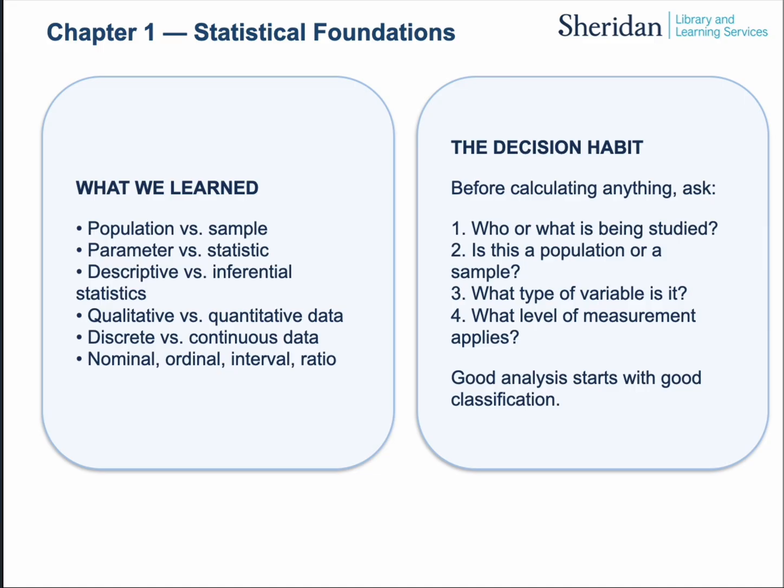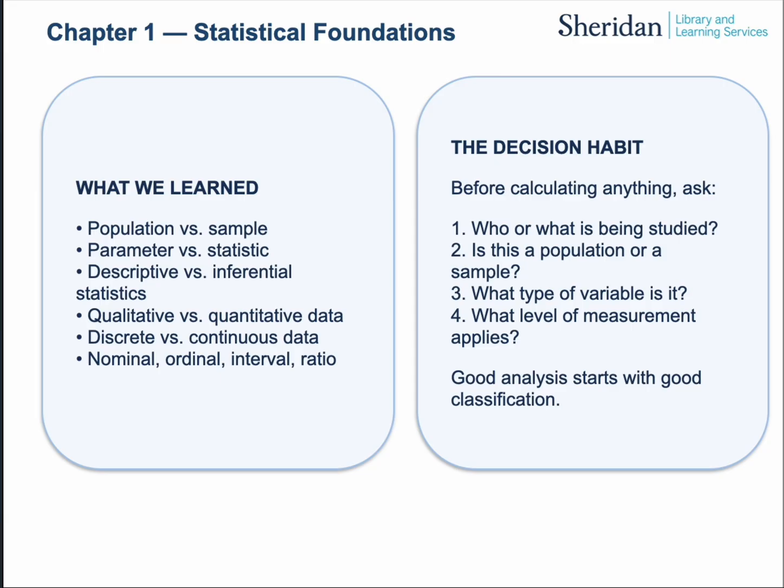Next, we learn about the difference between a parameter and a statistic. A parameter is a value that describes a population, while a statistic describes a sample. For example, the true average GPA of all Sheridan students is a population parameter. The average GPA calculated from our survey of 300 students is a sample statistic. Later in the course, when we build confidence intervals, we'll use sample statistics to estimate unknown population parameters.